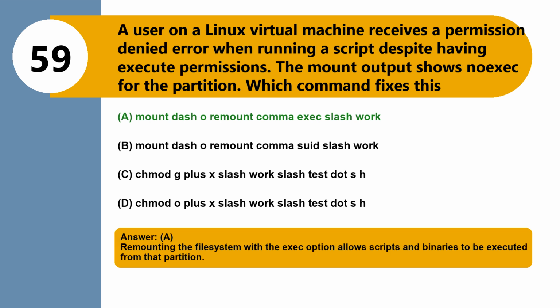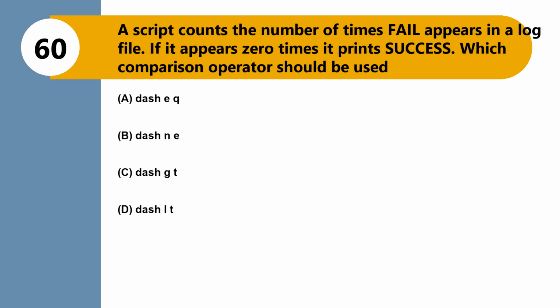Remounting the file system with the exec option allows scripts and binaries to be executed from that partition. Question 60. A script counts the number of times fail appears in a log file. If it appears 0 times, it prints success. Which comparison operator should be used?